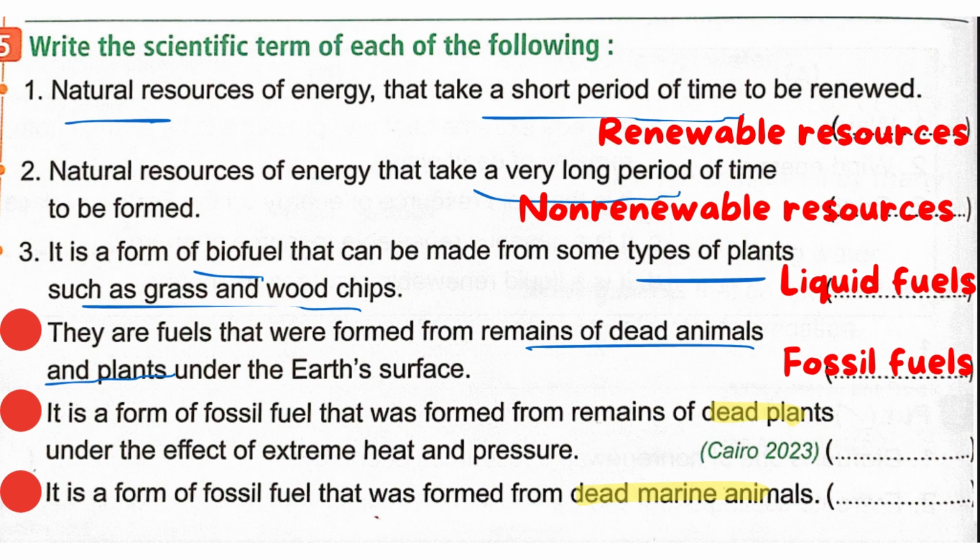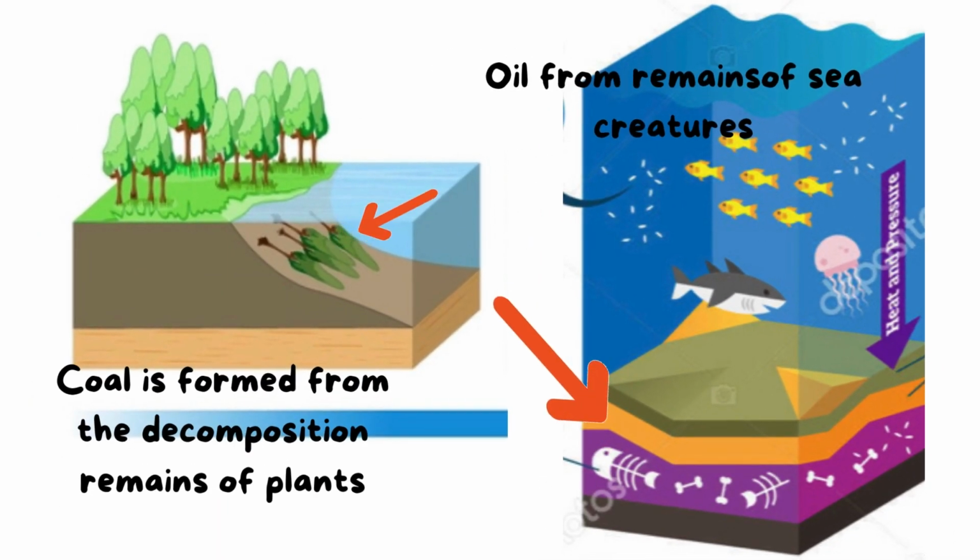So this is what? Oil. Okay, so as you see here, coal is formed from the decomposition of remains of dead plants, and oil and natural gas are formed from the remains of sea creatures or dead marine animals. So this is very important.